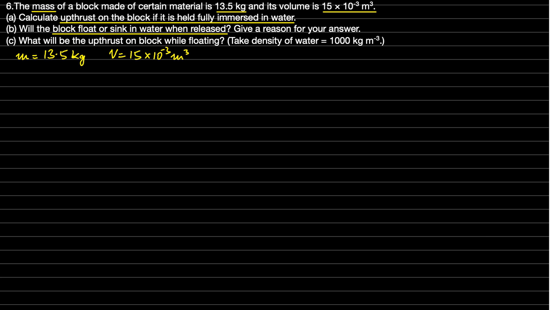Now when we find the upthrust, we will have to take density of water. So rho of water, I'm not writing it again. Density of water is given as 1000 kg per meter cube. So for finding the upthrust, we will be using V rho g formula. But do we have the volume? Yes, we have the volume. So here I will be writing upthrust.